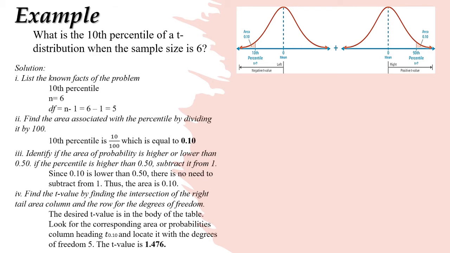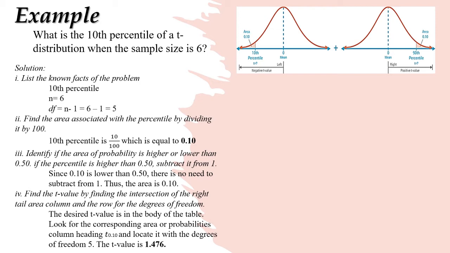Let's have the solution. First step is to list the known facts of the problem. That is, 10th percentile, n is equal to 6, degree of freedom or df is equal to n minus 1, that is 6 minus 1, that is equal to 5. So we have the value of our degree of freedom. Second step, find the area associated with the percentile by dividing it by 100. That is, 10th percentile is 10 over 100, which is equal to 0.10.